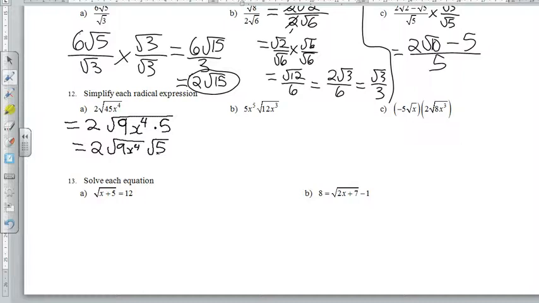3x squared. Thank you. So we end up with 6x squared root 5. Okay, so this time, all we've done really is introduce... If I'd said root 45, I would expect from you 3 root 5.